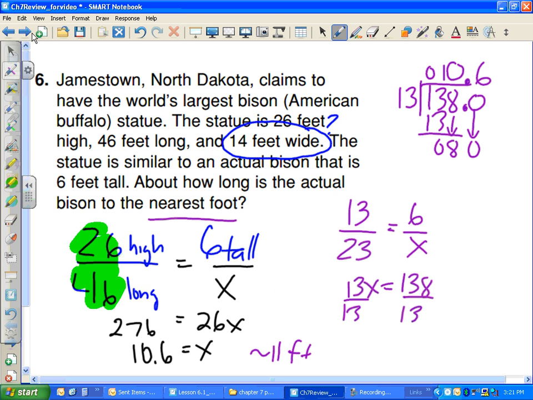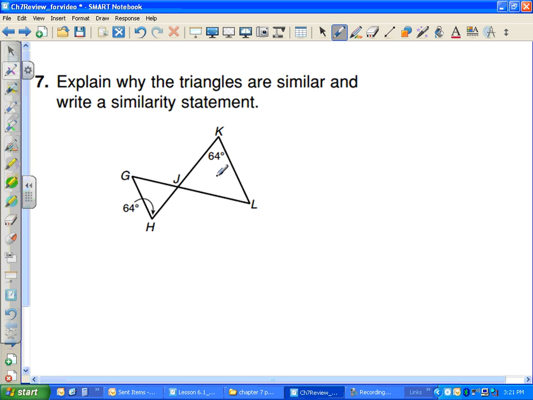Okay, next one. Number 7: explain why the triangles are similar and write a similarity statement. If you remember your theorems: side, angle, angle. What was the last one? I'm trying to remember it off the top of my head. Side, angle, side, because I did SAS. And of course, side, side, side.